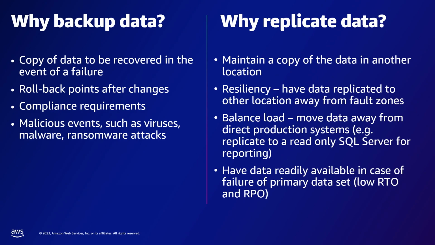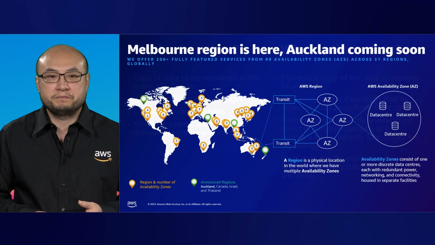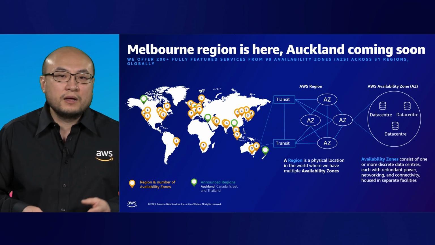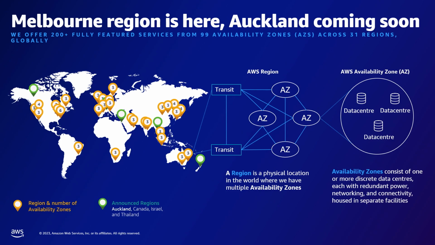Let's quickly refresh on how AWS provides resiliency for our global infrastructure. To provide data resiliency, at AWS, our design principle is to eliminate single points of failure in the underlying physical infrastructure.